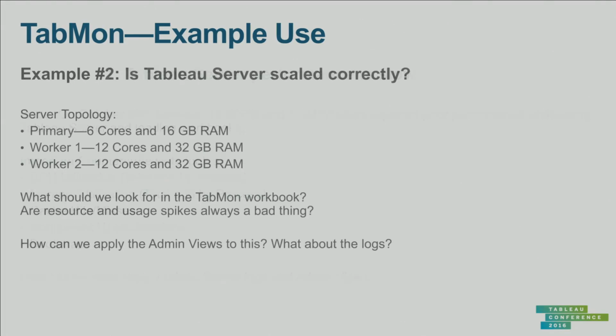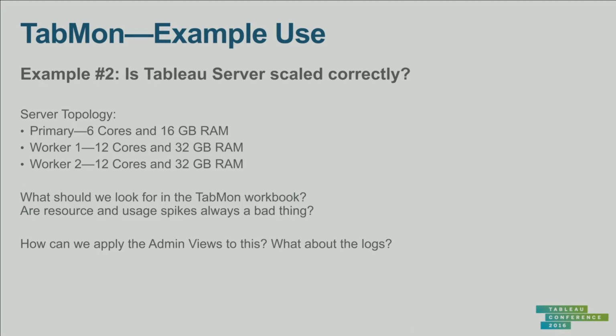And our next example will be: is Tableau Server scaled correctly? I talked about this earlier. Going through and collecting historical data can tell us a lot about our environments and whether or not we actually have them properly scaled for the usage that we see. The topology of the server we're going to look at has 6 cores and 16 gigs on the primary, and the 2 workers are 12 cores with 32 gigs of RAM.